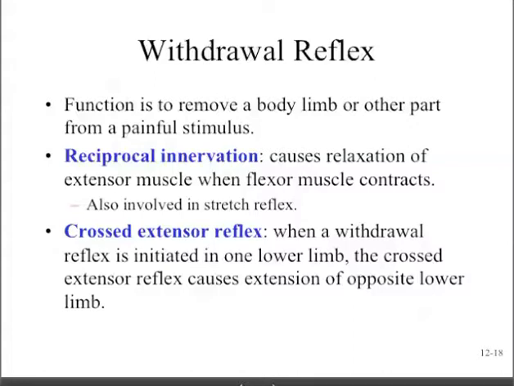You've got the withdrawal reflex from the painful stimulus, and then you've got this extensor reflex, which is helping you maintain your balance. And this is obviously going to involve some nerve pathways that are both ipsilateral and contralateral, meaning they're going to innervate areas on the opposite and on the same side as the stimulus.